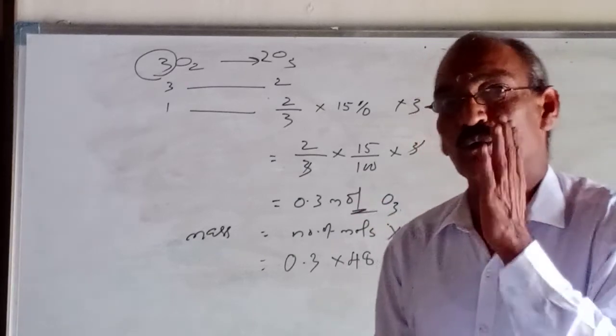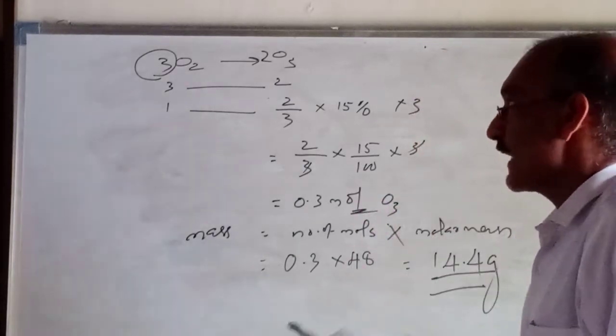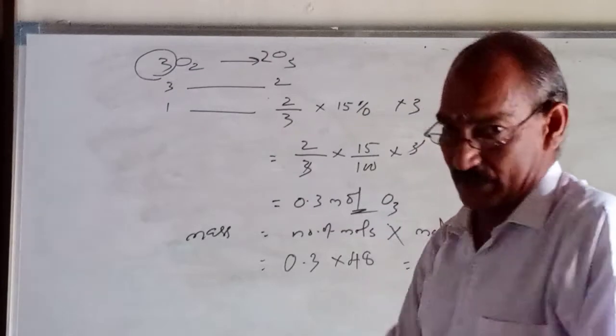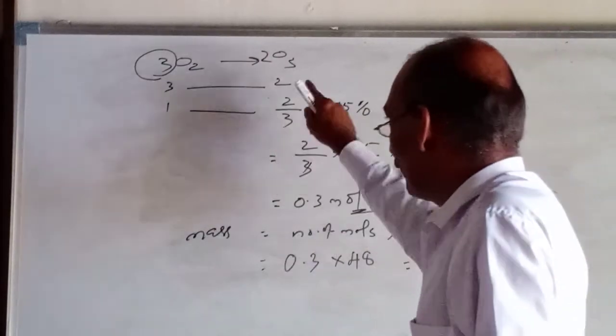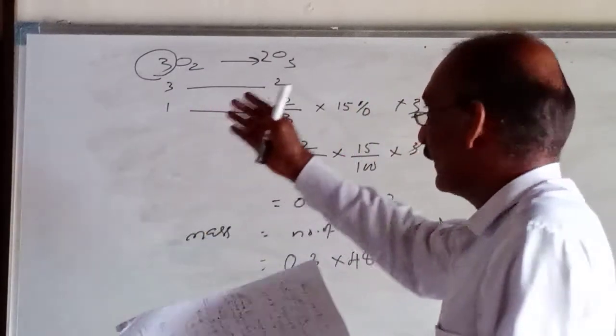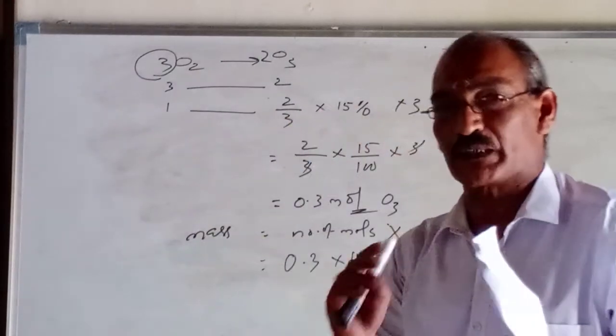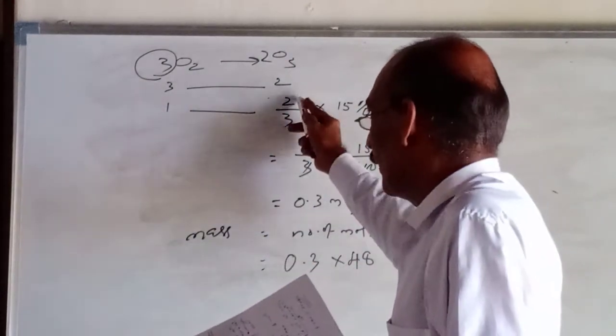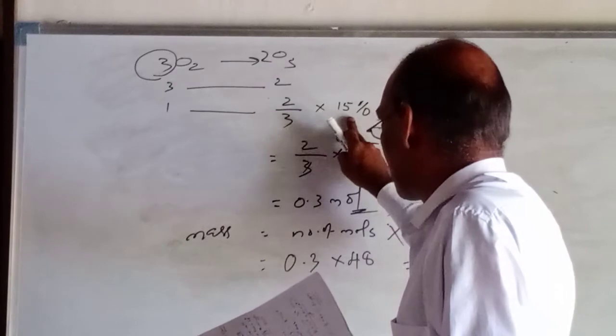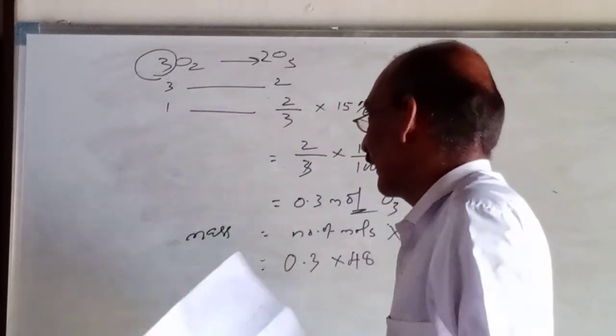That is 3 O2 gives 2 O3. That is 3 moles oxygen can give 2 moles. If so, 1 mole, how many? 2 by 3. But the extent of formation given is 15% only. Therefore, we can think for 1 mole, 2 by 3 into 15%, but for 3 mole we have to take.